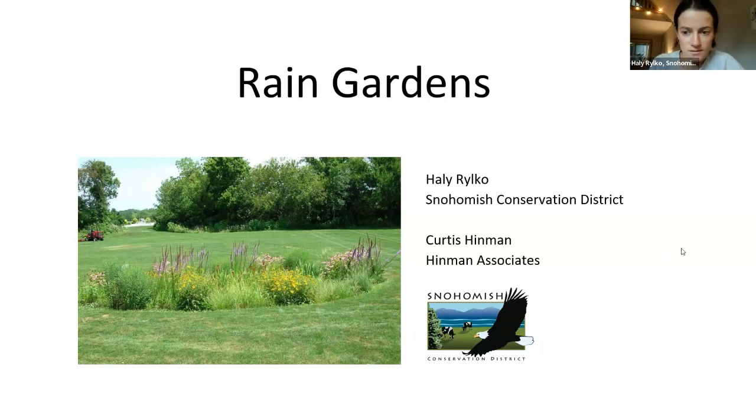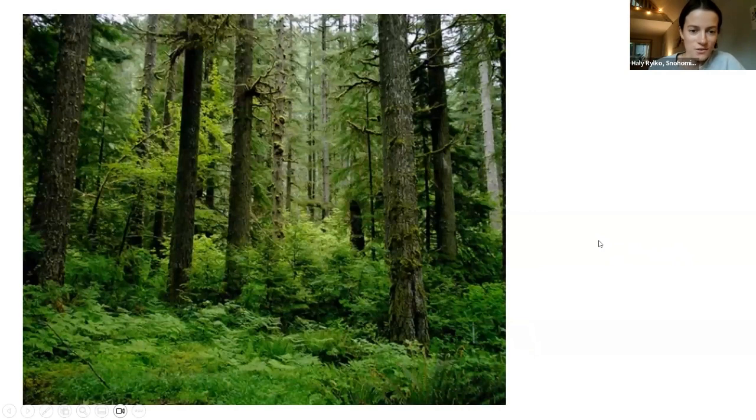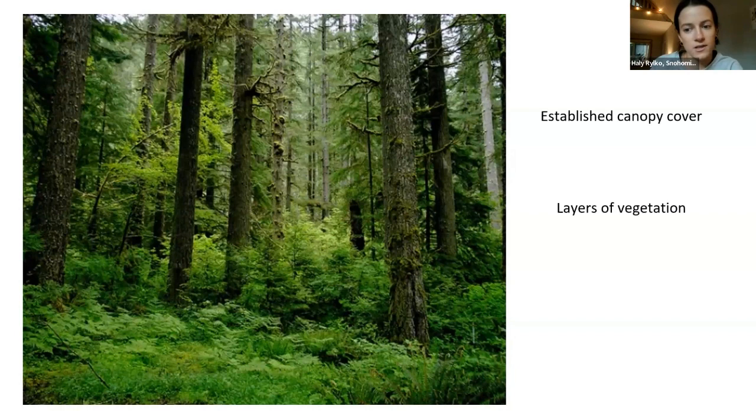So there we go. So when you think of the Western Washington landscape, this is what comes to mind for me. And so in this landscape, we have an established canopy cover and then those layers of vegetation, and really importantly, a thick layer of duff on the forest floor, that spongy like duff layer that you can just feel when you're walking in this kind of landscape.